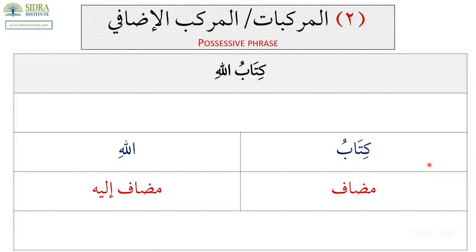So kitab, mudhaf. The ismul jalala, instead of saying the word Allah is mudhaf ilayh, out of courtesy and respect and civility, we'll say ismul jalala is mudhaf ilayh. Now these two will pair together and become murakkabun idafiyun, a possessive construct. And what's the meaning? Allah's book. So this is how we will form the possessive phrase in terms of tarkeeb, sentence construction.